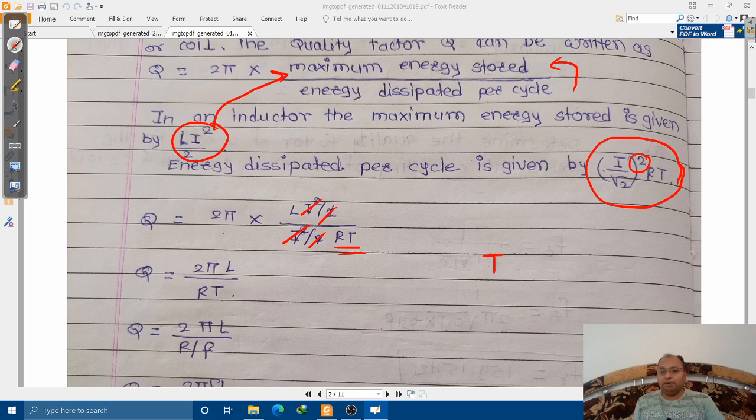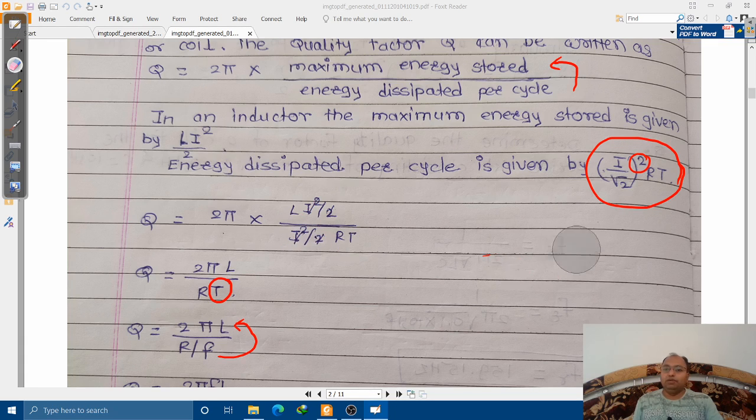What is the relation for T? T is nothing but time, so don't consider this as temperature. What is the relation between time and frequency? They are inversely proportional to each other. So can I write T equals 1 upon F? If I put T equals 1 upon F over here, can I take this term to the numerator? Yes, because it is divided by F, so F comes to the numerator side.